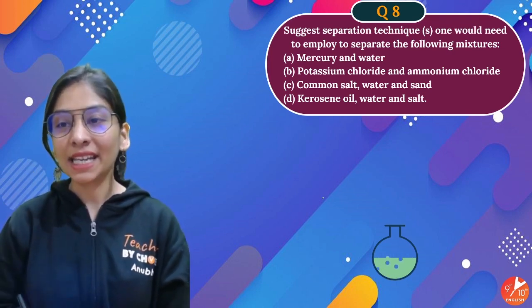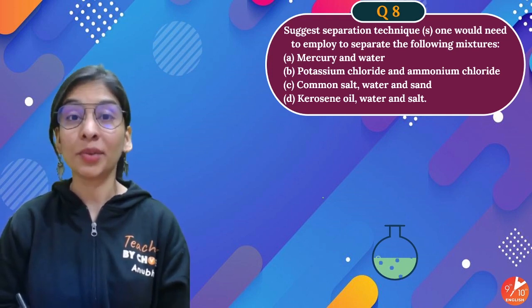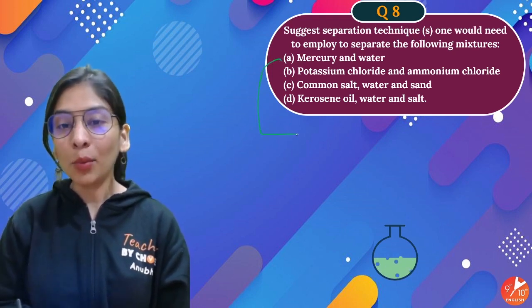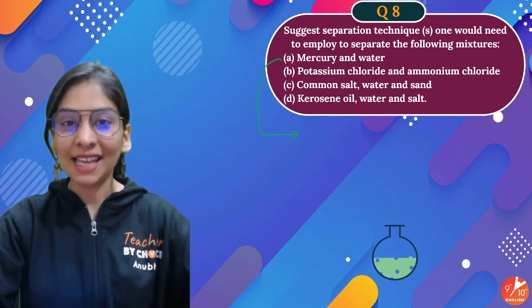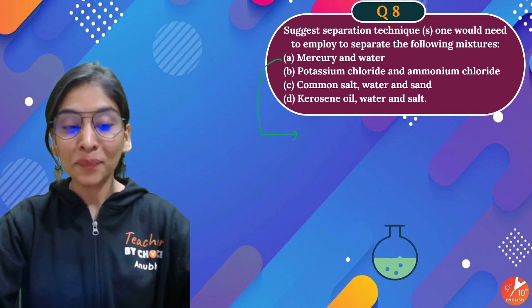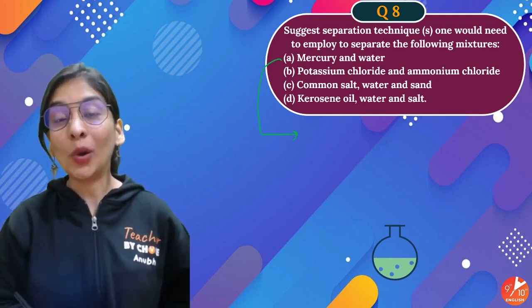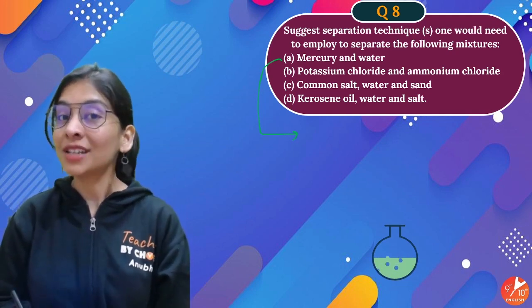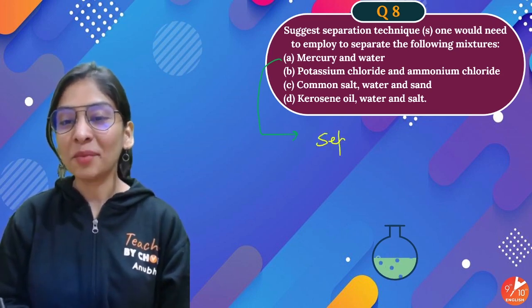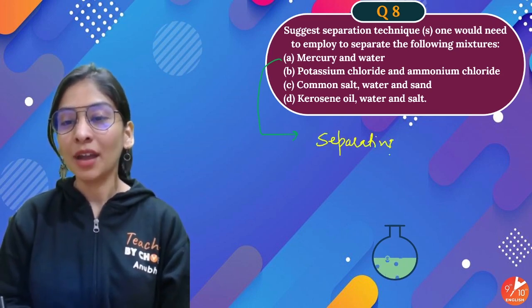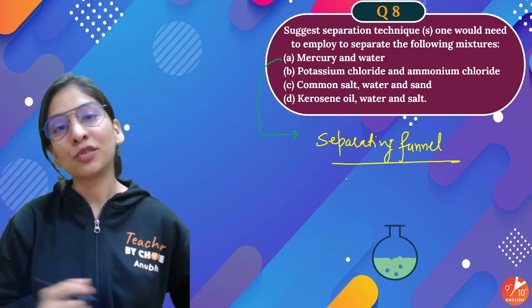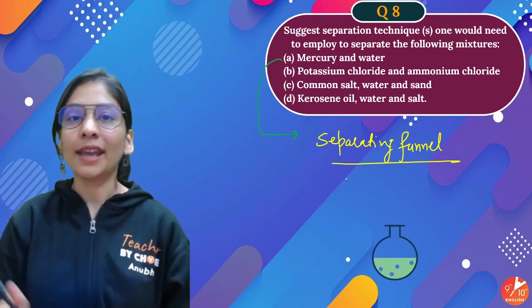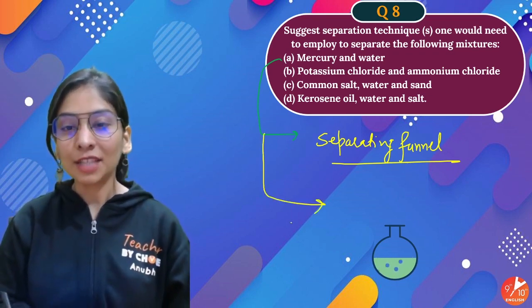Suggest separating techniques one would need to employ to separate the following mixtures. Number 1. Mercury and water. Very easy. I have mercury, which is a liquid, and water, not miscible with it. So definitely I can use a separating funnel for the same. And water will be lighter as compared to mercury. Mercury is a bit heavy and I can separate the two. Let's move to the next one.